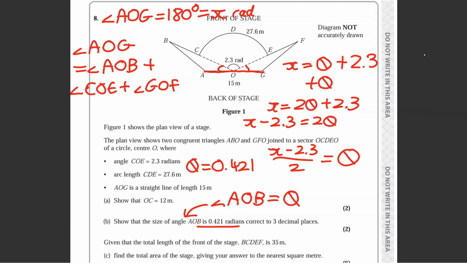To get the 2 marks here, you need to show evidence of this pi minus 2.3, and then you need to get the correct answer.